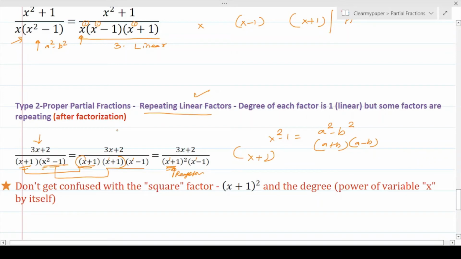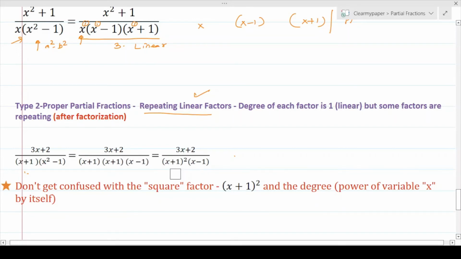Okay. One of the big things, in the red color, where people normally get confused, and I want to take a minute to explain that, is confusing the degree with the power of the x. Over here, when we say the degree of each factor is linear, we are talking about the immediate power of the x variable by itself. The x variable is here, the power of this x, this x, this x, and this x.